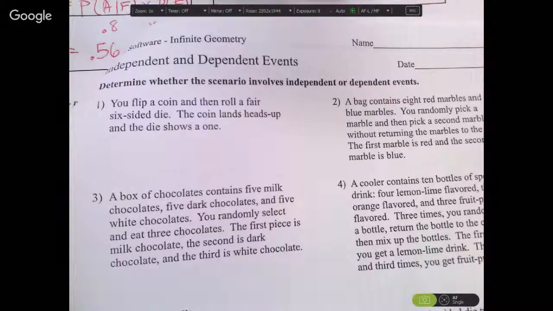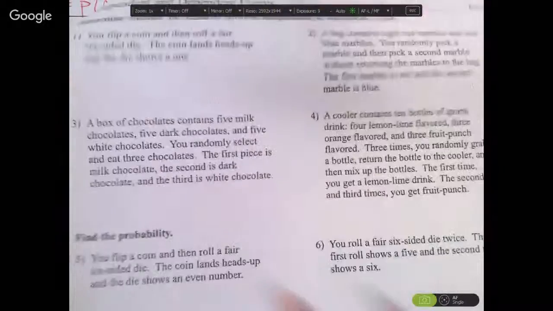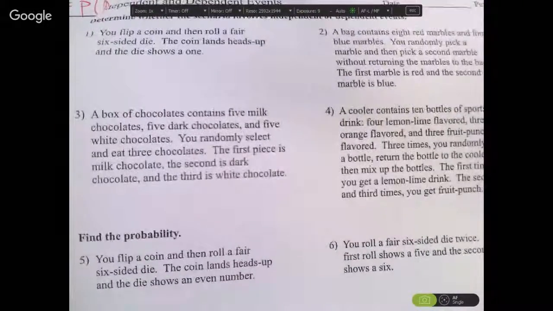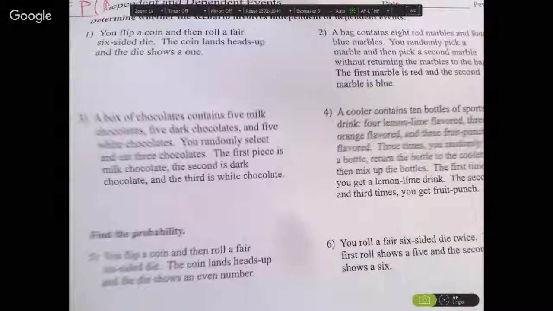Also, replacement and non-replacement are words we use a lot. Non-replacement means it's dependent, means it affects it. They love to ask the question, if I eat it, you better not put it back. So that's dependent. Then these are pretty straightforward. I think you can do them without formulas. But then they're going to start throwing all these formulas at us.